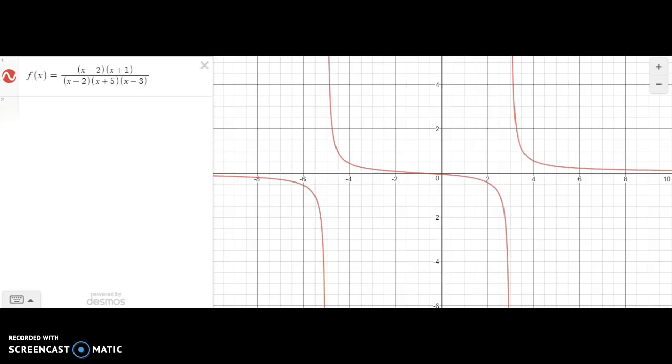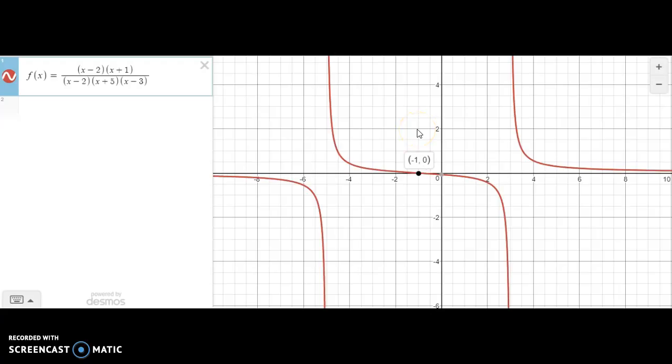So first you're going to look for the x-intercept, which is the point or points at which the function touches the x-axis. So to find this on a graph, you just look where the graph touches or crosses the x-axis. And that, in this case, would be right here at (-1, 0).